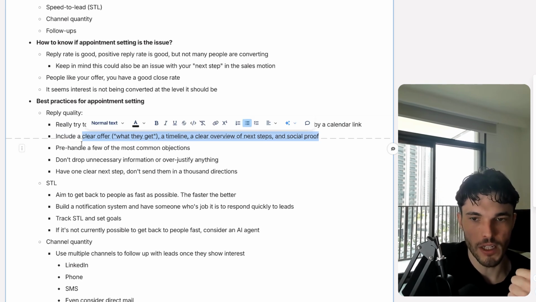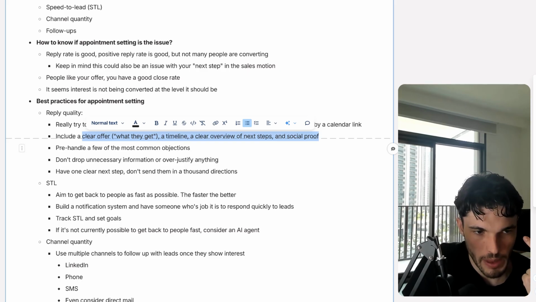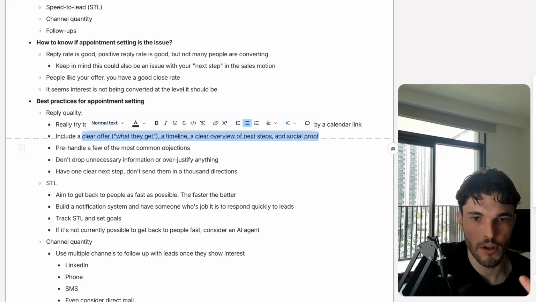What exactly is the offer? Explained very simply. What's the timeline in terms of what does it look like from them getting on the call to them starting to see results? What's a clear overview of next steps? What do they need to do on their end? And also social proof. Why would they hop on this call? Do you have any track record? Who are you? That kind of thing.